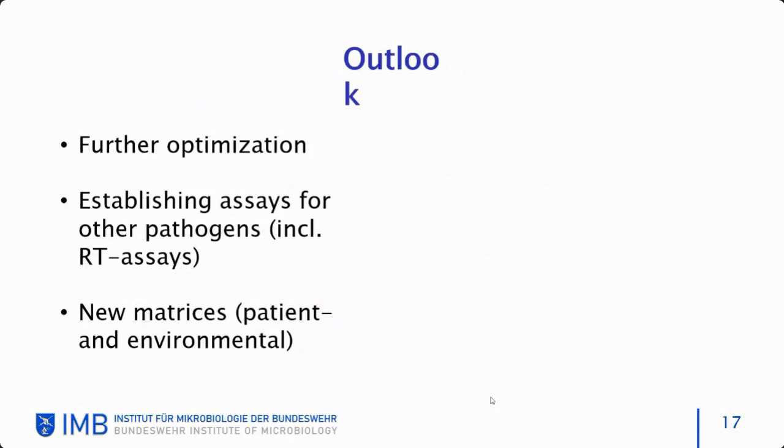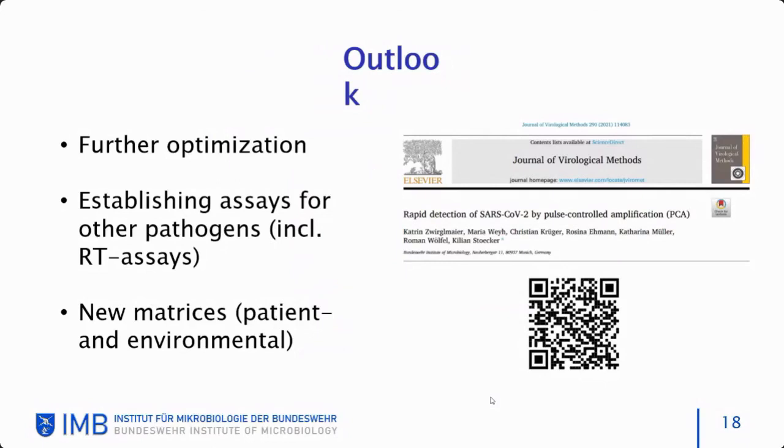Just as a side note, like everywhere, then Corona happened. So we were actually able to establish another assay pretty quickly. We established an assay for the rapid detection of SARS-CoV-2 using PCA, using crude swab material. That works really well, and we get really good, reliable results in just under 25 minutes. So we were very excited about that.